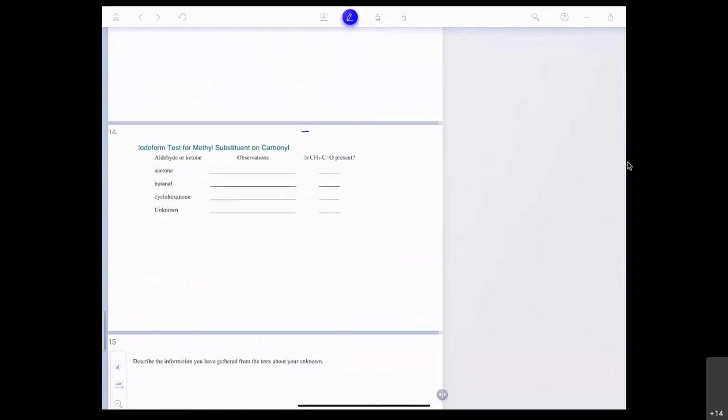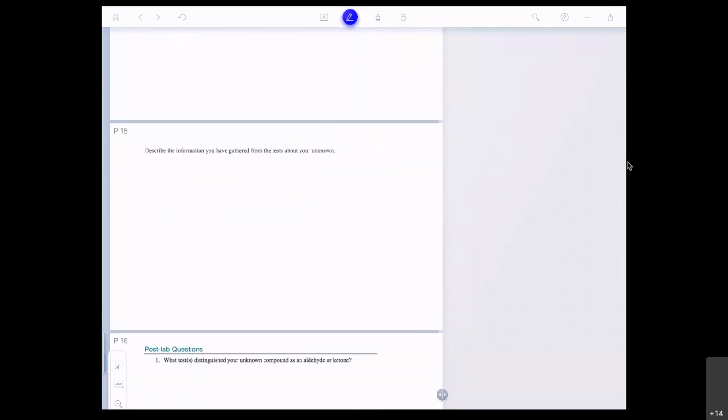Iodoform, positive test for methyl ketones. Everything else is negative, so it's a negative test for all other types of ketones and a negative test for all aldehydes. Your positive test is going to be the formation of a yellow precipitate.